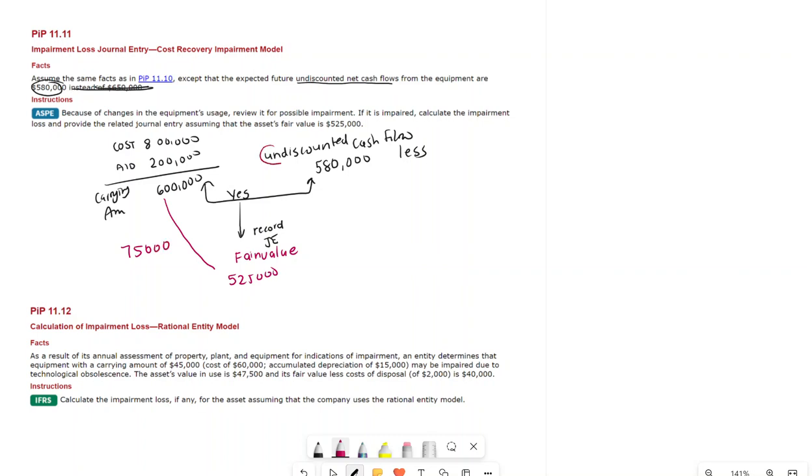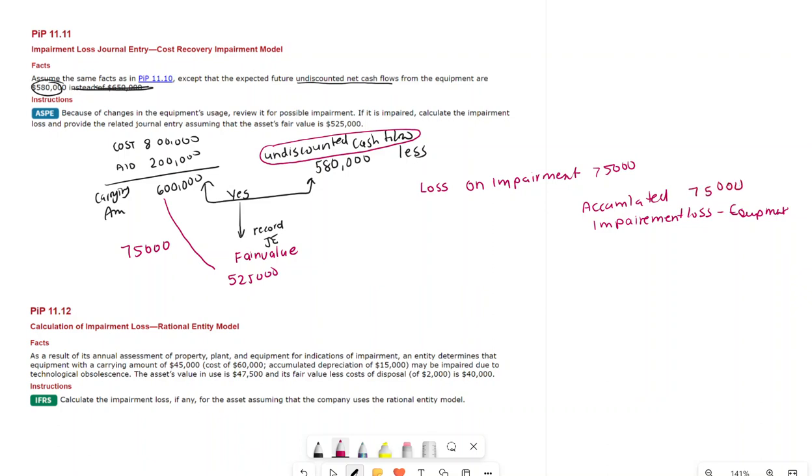So first, when you're doing your test, you compare to the undiscounted amount. But when you're doing a journal entry, the entry will be the difference between the carrying amount and your fair value. So your entry will be a debit to loss on impairment, and a credit to accumulated impairment loss on equipment, and that is your $75,000.